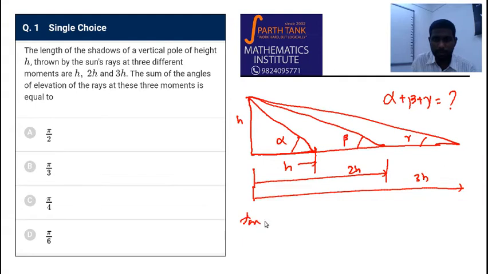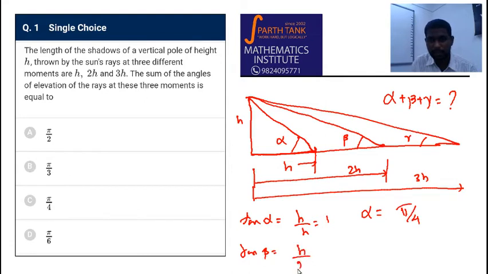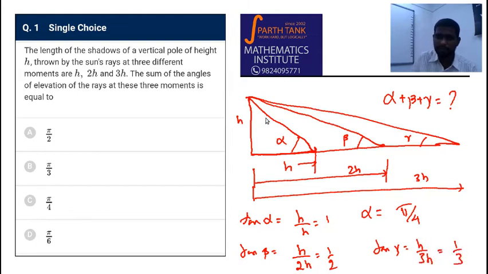Now tan alpha is going to be h by h, or 1. So alpha is very simple, it's just pi by 4. What is the value of tan beta? Tan beta is nothing but h by 2h, or 1 by 2. And tan gamma is going to be h by 3h, or 1 by 3. Right? Very straightforward from all these right angle triangles.